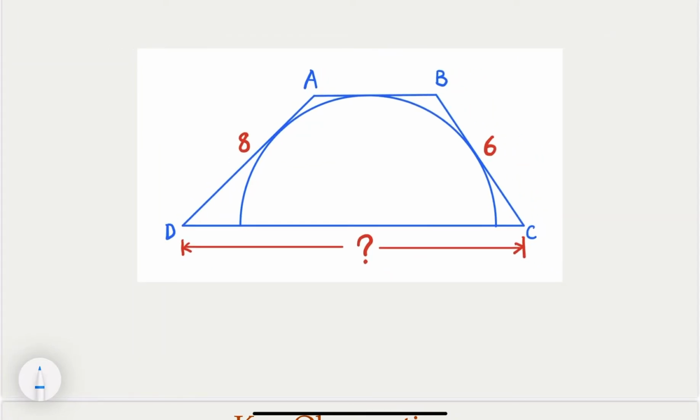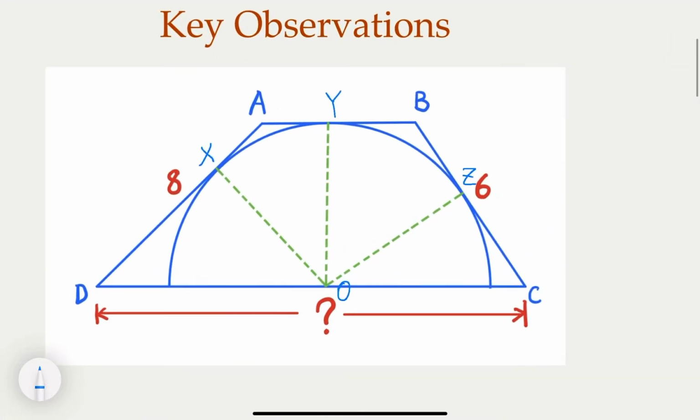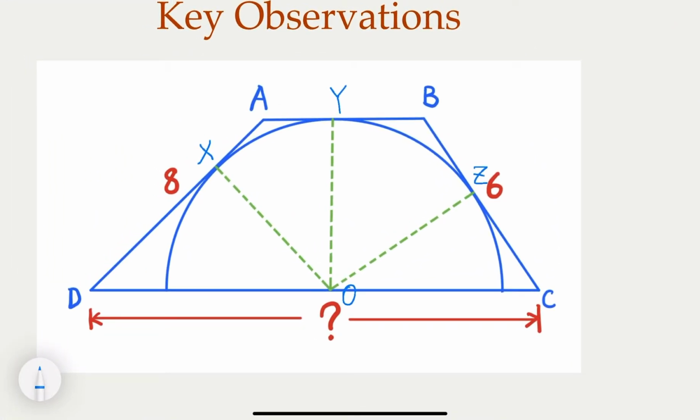Now, whenever you have a circle and a tangent line, what you want to do is to make the connection as we do here: connect the center of the circle to the tangent points, and the radius here would be perpendicular to the tangent line. So in other words, OZ is perpendicular here. This is 90 degrees. This is perpendicular.